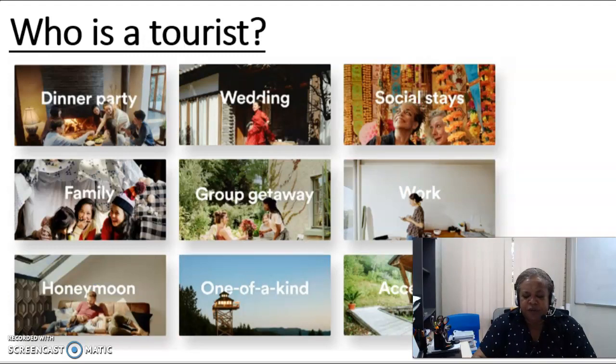The next question we will answer is, who is a tourist? If I caught a taxi from Nadi to Suva to meet my family, would I be classified as a tourist? If I traveled to Singapore to watch a rugby game, would I be called a tourist?